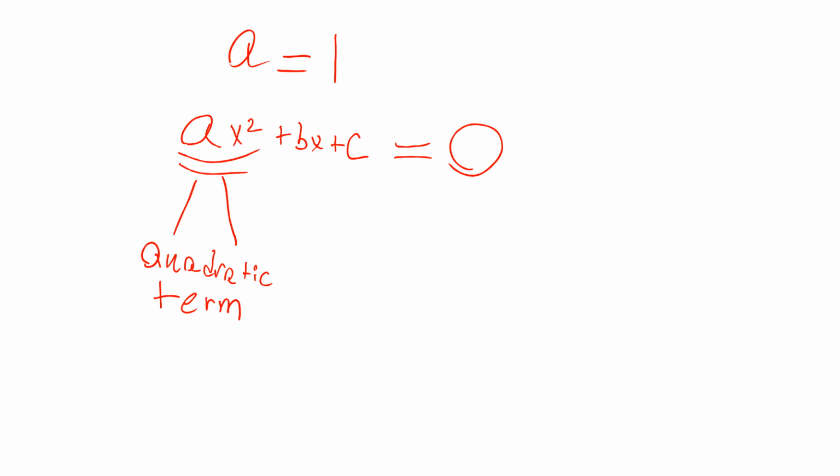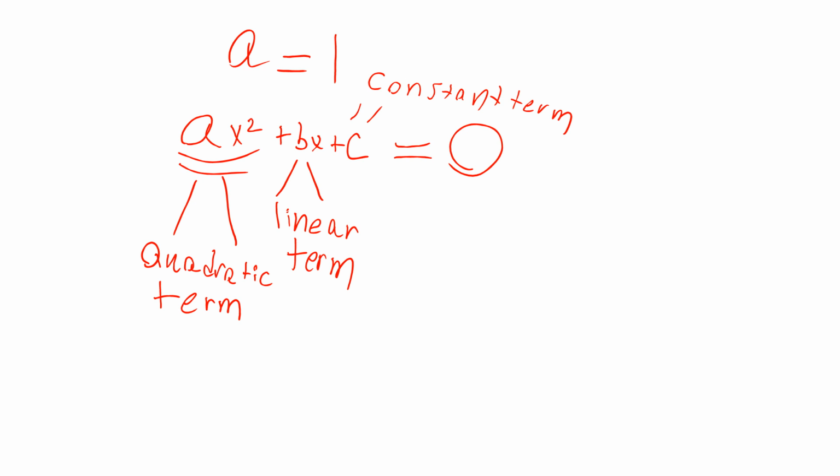There are different methods for solving quadratics, so we're just going to focus on the parts of a quadratic. This term right here, bx, is the linear term. And c, the last term remaining, is the constant term. And of course it's equal to 0. Those are the parts of a quadratic.